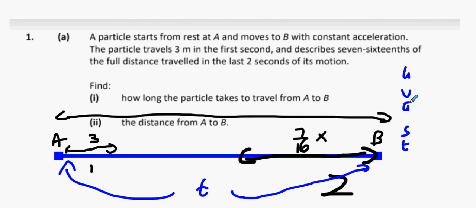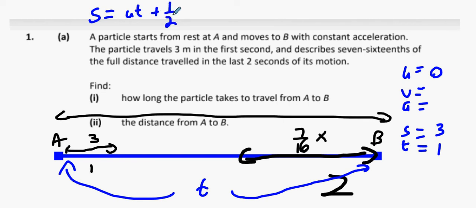SUVAT. Now, u, it starts from rest. We don't know what a is. We know that s is 3. We know that t is 1. And what we can use is v squared equals u squared plus 2as, I believe. Or, no, not that. We're going to use s equals ut plus a half at squared. You're going to have to forgive me, very long day at home, and I'm pretty tired. Let's see what I can get done though.